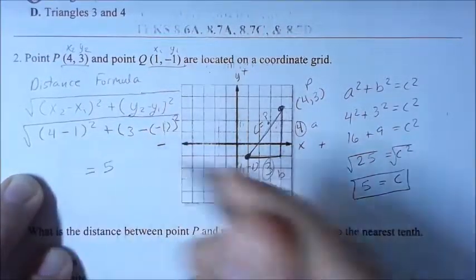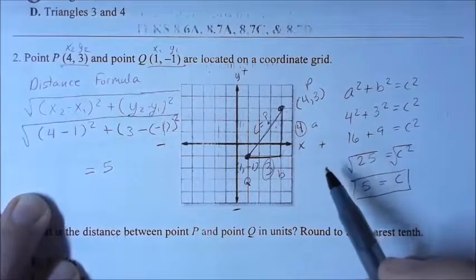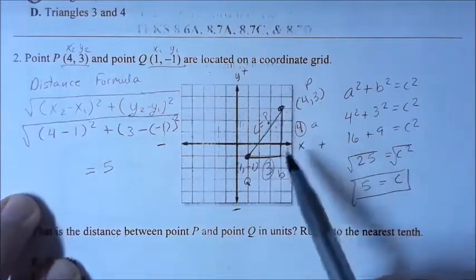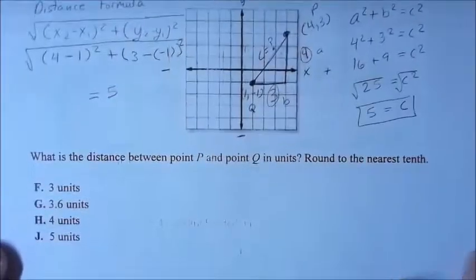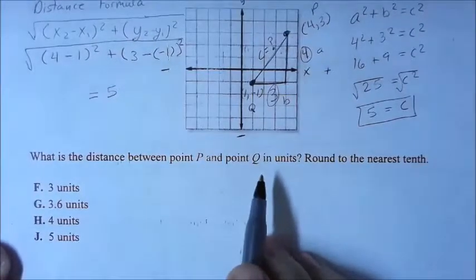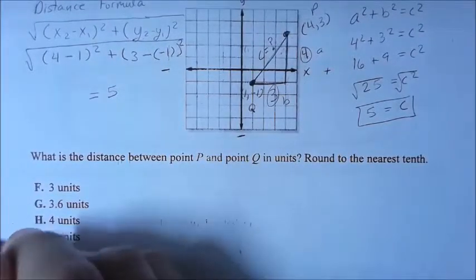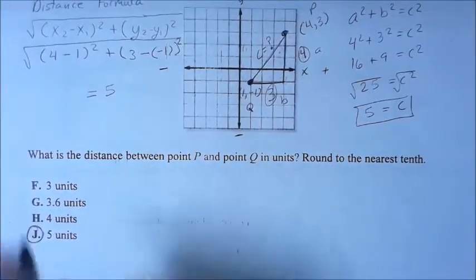And like I said, the third way is just basically remembering that this is a 3, 4, 5 triangle. And if we come down to our answer, it says what is the distance between point P and Q, round to the nearest tenth, and the answer is 5.